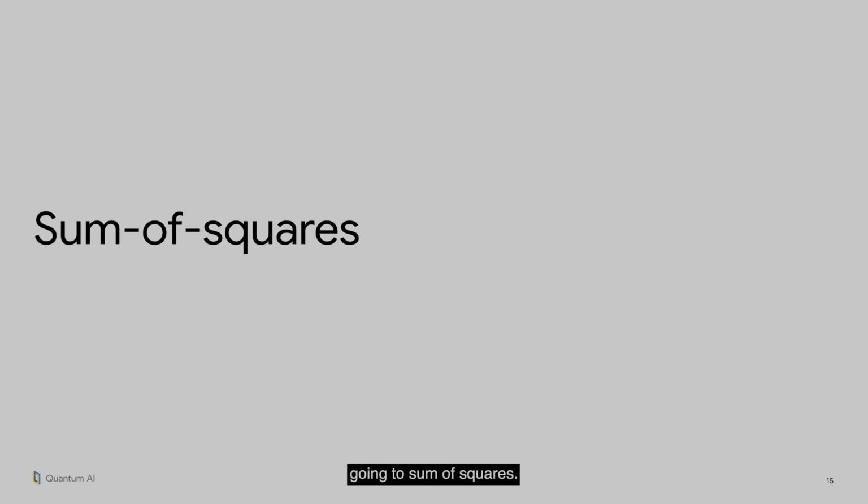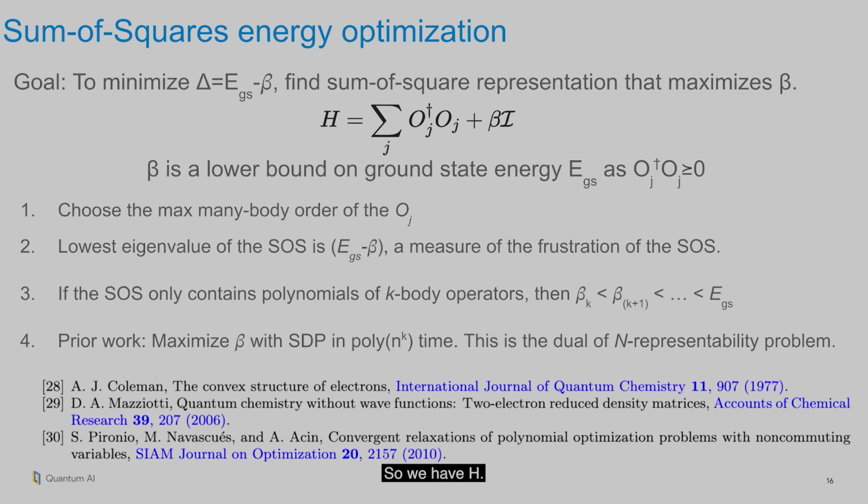So now we go on to sum of squares. How do we actually compute these nice representations that have beta close to E? So we have H, it is a sum of squares. You want to minimize this gap, the difference between the ground state energy and beta. And for any beta that you might compute, this is a lower bound on the true ground state energy because O_J dagger O_J is positive. So that means that its lowest energy must be at least 0, and so beta is a lower bound on the ground state energy.